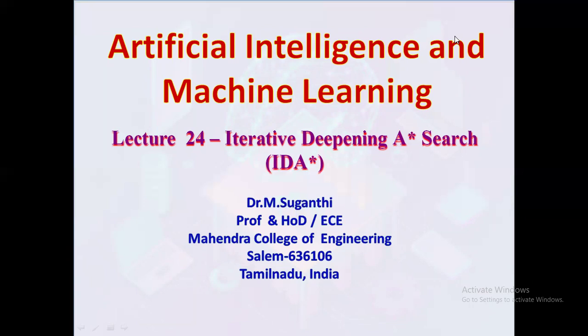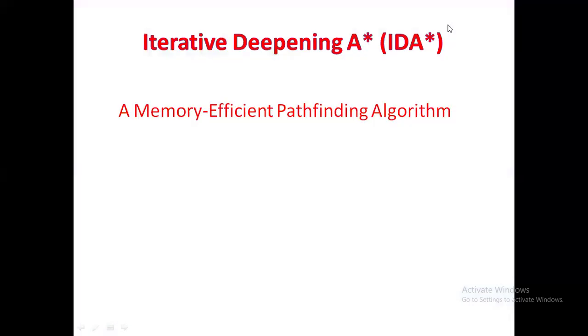Minimal memory usage by discarding nodes as it moves deeper into the search tree makes it particularly useful for solving large scale problems with limited memory resources while still guaranteeing optimal solutions. So next we will see one by one why this iterative deepening A star search is called a memory efficient algorithm. IDA star is a memory efficient pathfinding algorithm, so it combines two things here.